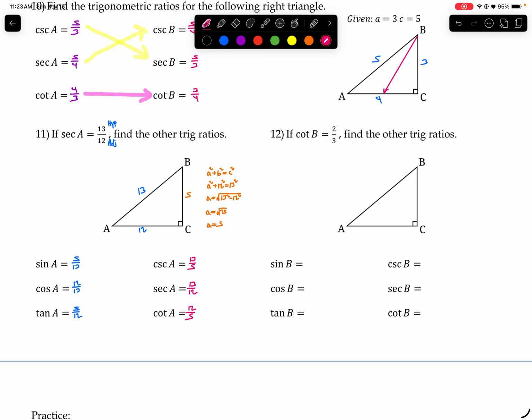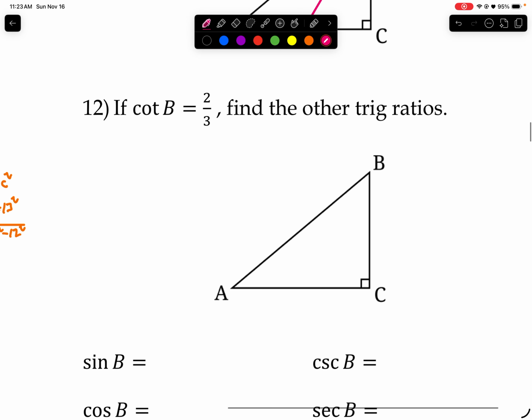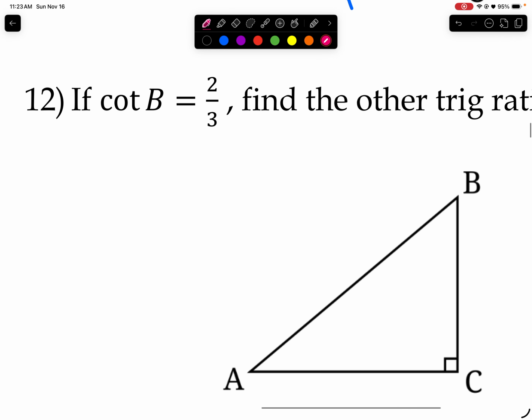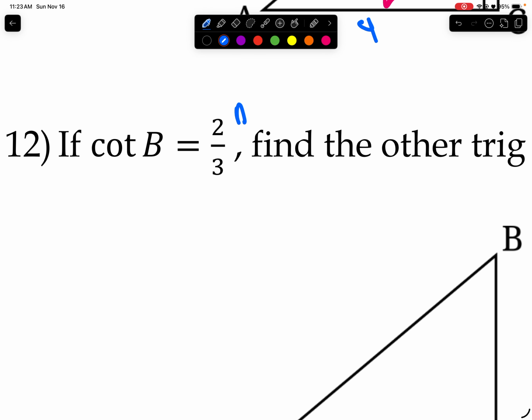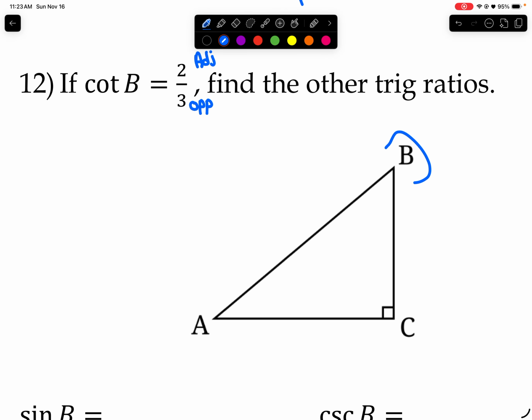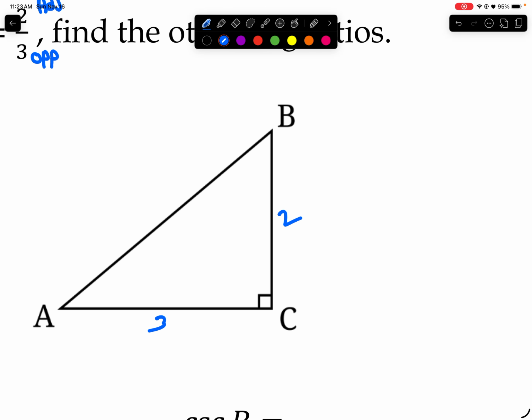So let's go ahead and do number 8. If cotangent of B is equal to 2/3, you want to find the other trig ratios. Cotangent is going to be the adjacent over the opposite. So of B, I'm looking at this angle up here, so the adjacent would be the vertical leg, which is 2, and then the opposite would be the horizontal leg, which is 3. And then you need to do the Pythagorean theorem to find the hypotenuse.